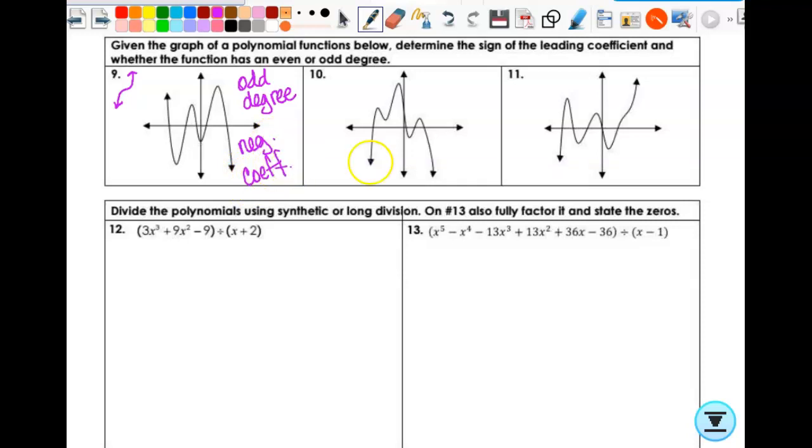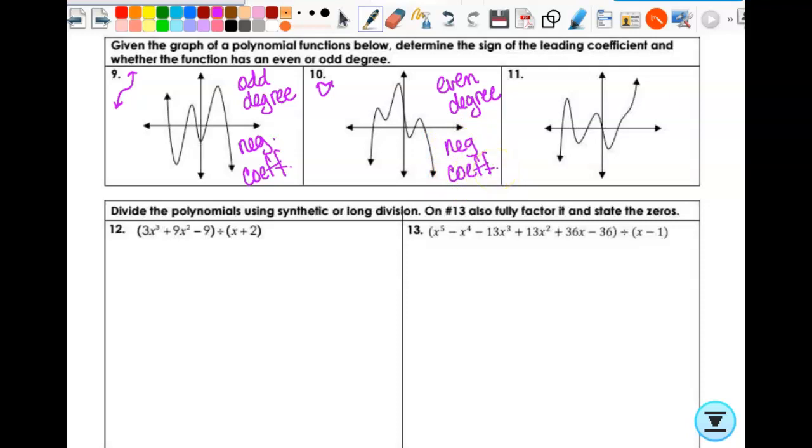The end behavior here is down, down. It's the same, which means that it would be an even degree. That models the end behavior of a quadratic. And since it's been flipped, then we have a negative coefficient here as well.